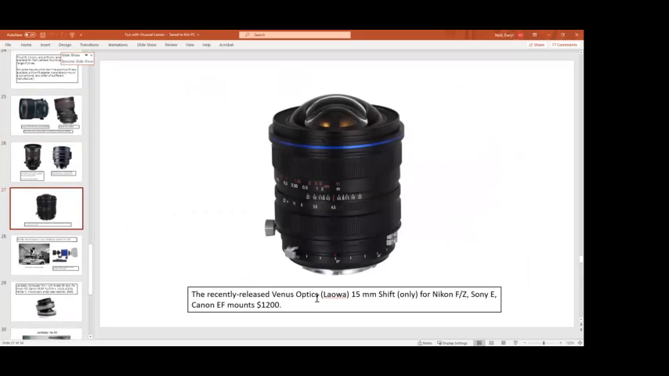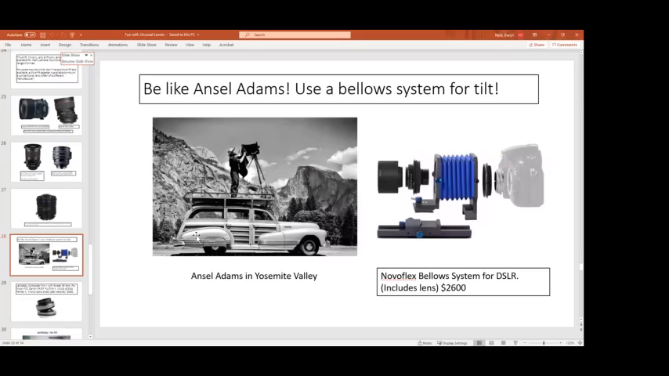Okay, here's a recently released shift only lens from Venus Optics, which is also Laowa. It's a 15 millimeter, real wide angle. For Nikon F and Z, Sony E, and Canon EF mounts. And it's an intermediate price. You've already seen you can buy a bellows system and pretend you're Ansel.